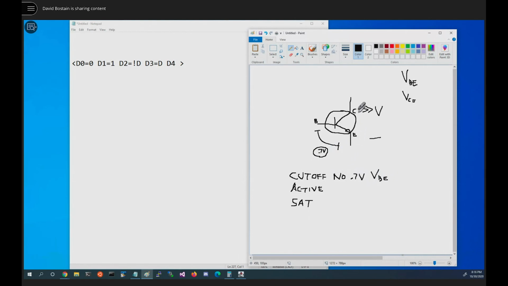That's an indication the transistor is turned off. Now, if it's cut off, you will also see a large voltage. But you'll also possibly see a large voltage if it's active. So that's not the distinguishing thing. Now, if you do see 0.7, it's either active or saturated. So 0.7 means it's active or saturated. If it's saturated, VCE will be 0.7 volts or less.